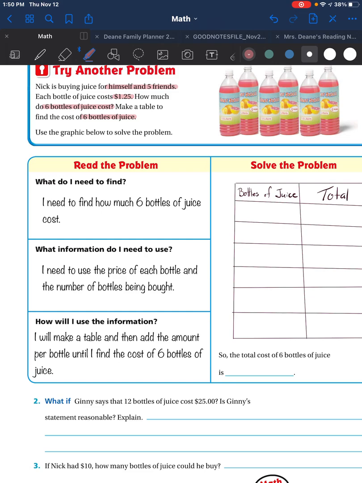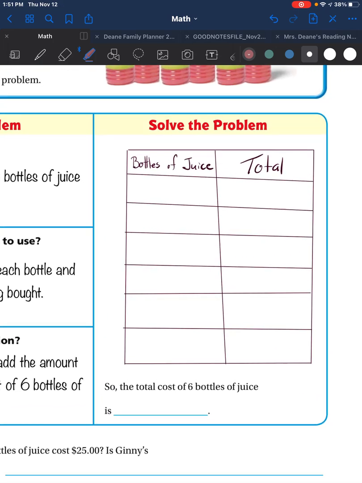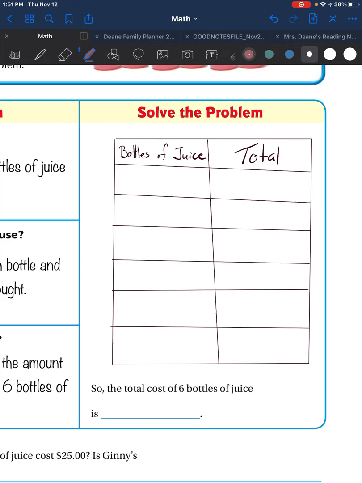And how will I use the information? I will make a table and then add the amount per bottle until I find the cost of 6 bottles of juice. So as you can see, I already drew in a table. And on the one column, I have bottles of juice. And on the other column, I have a total. So for 1 bottle of juice, we know that the total cost is $1.25. So for 2 bottles of juice, I would double that.